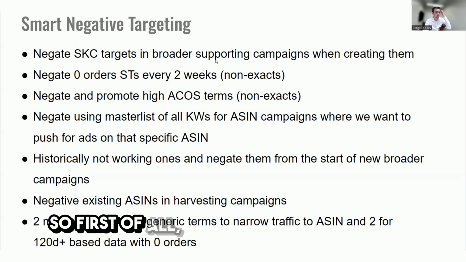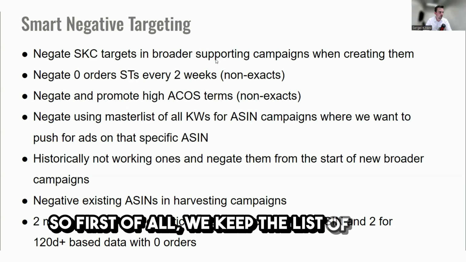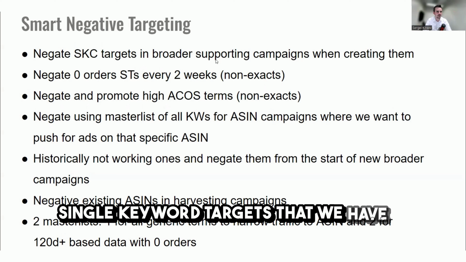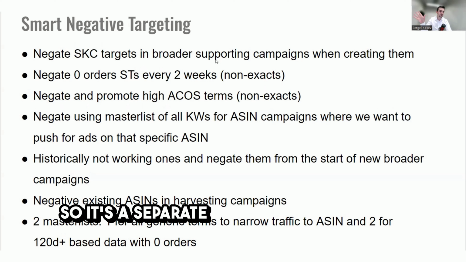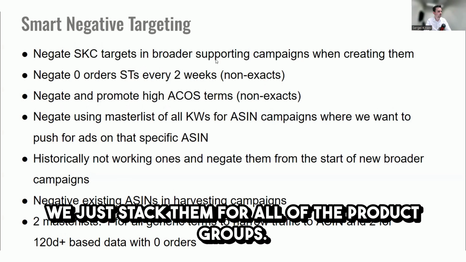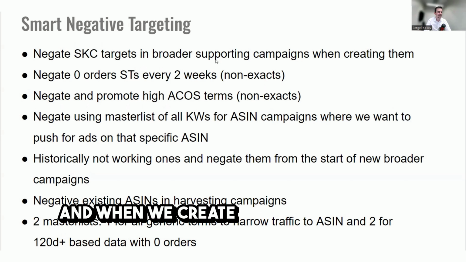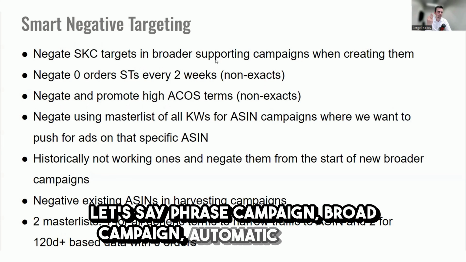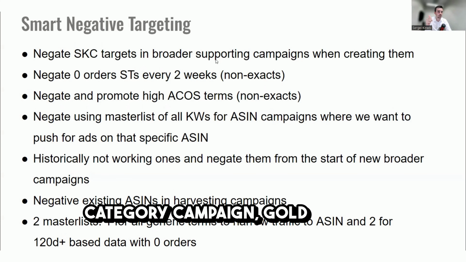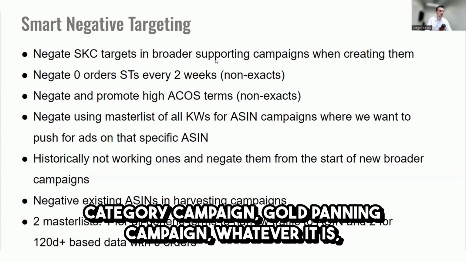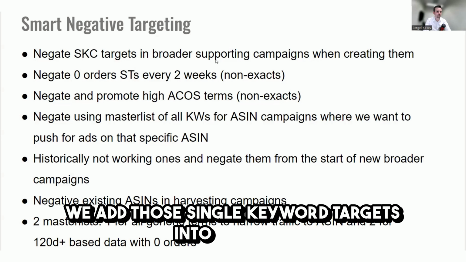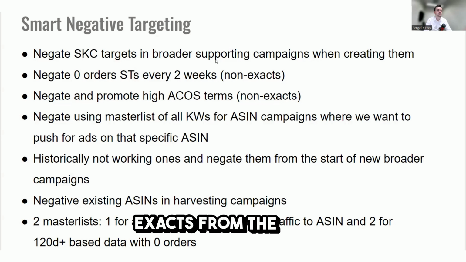So first of all, we keep the list of all the single keyword targets that we have in the account, right? It's a separate list in a Google Doc where we just tag them for all of the product groups. And when we create any new campaign, like let's say a phrase campaign, broad campaign, automatic campaign, category campaign, gold pending campaign, whatever it is, we add those single keyword targets into negative exacts from the start, right?